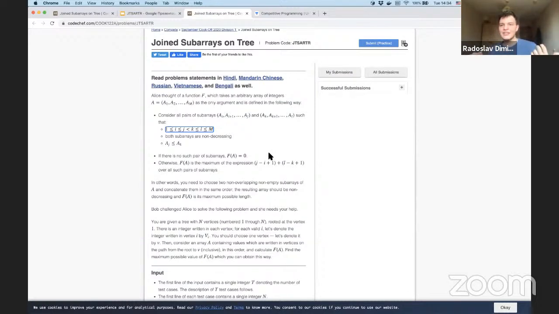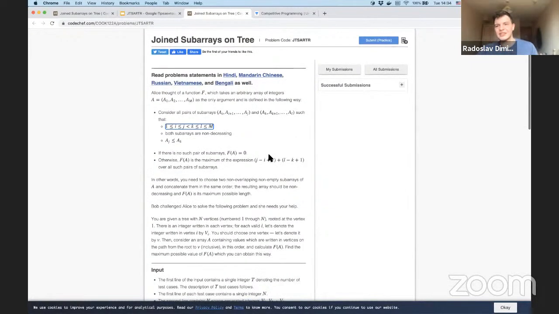Or in other words, f of A is defined as: from all possible choices of two subarrays, find the one which has the most elements. The answer will be the maximum total number of elements we can choose, which is the number of elements in the first subarray plus the number of elements in the second subarray. So that's how we define f of A.